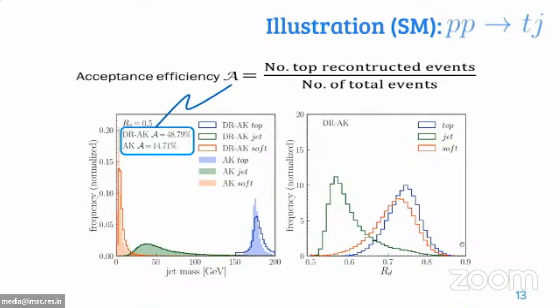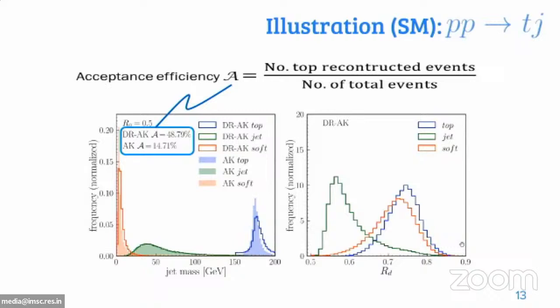How do we define this? The number of tops we could reconstruct with a particular algorithm divided by the total number of events that we produced. For the standard anti-kT algorithm with 0.5 radius, we see that we could capture only 14% of the events that we generated, whereas with our algorithm we could capture roughly 49% or 50% of events. So that is a big improvement that we can show.